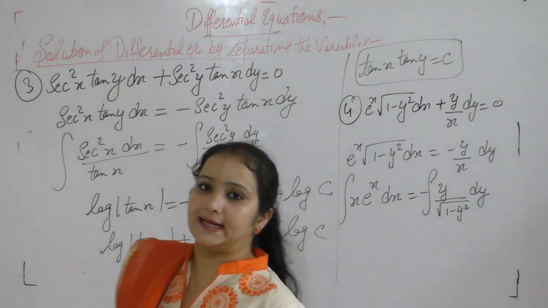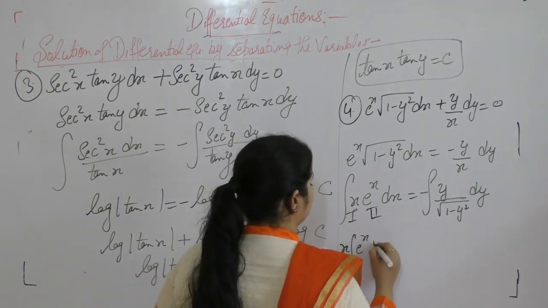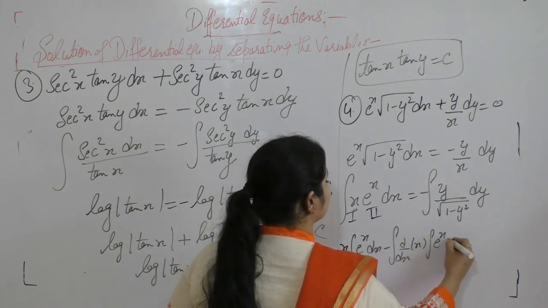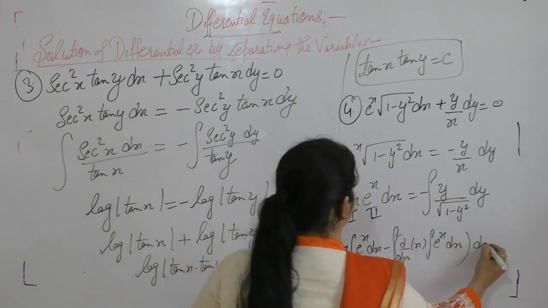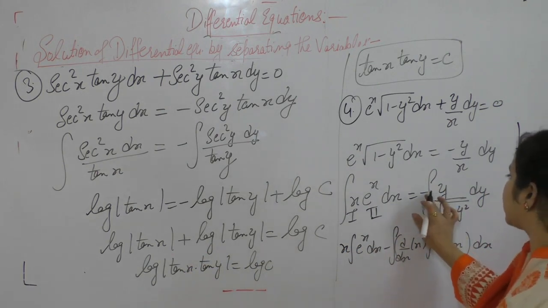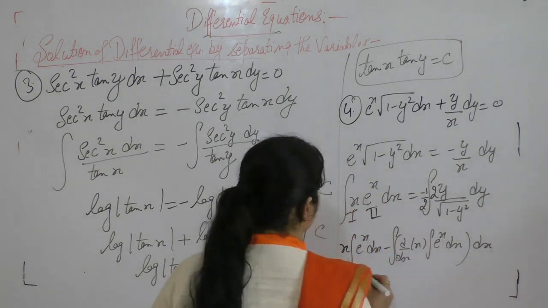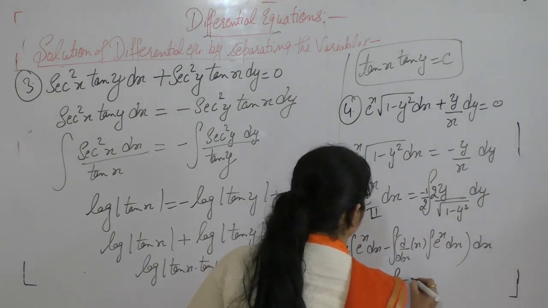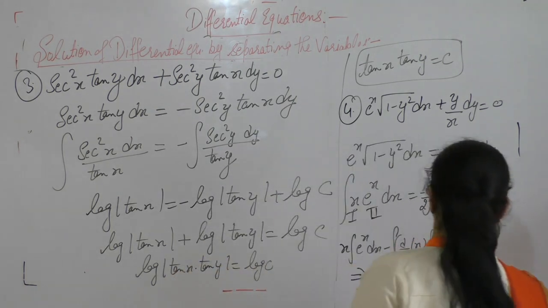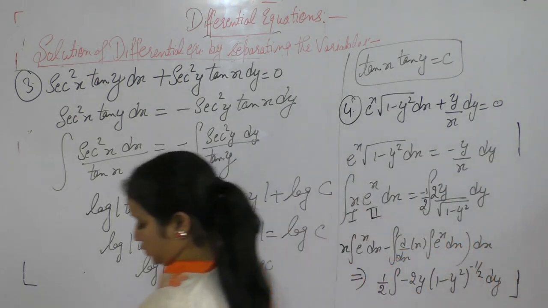Here we use the ILATE rule: first, integral of second minus derivative of first, integral of second. Here we complete the derivative. Derivative of 1 is 0. Derivative of minus y square is minus 2y. So multiply and divide here by 2: minus 1 by 2 into minus 2y into (1 minus y square) power minus 1 by 2.